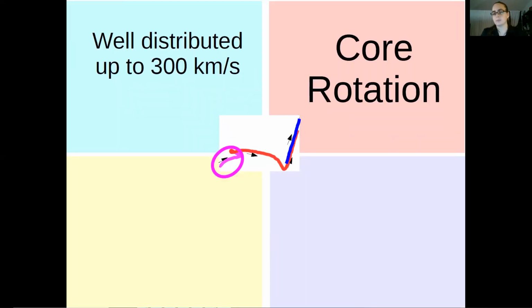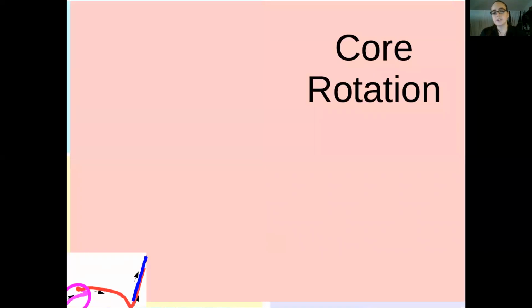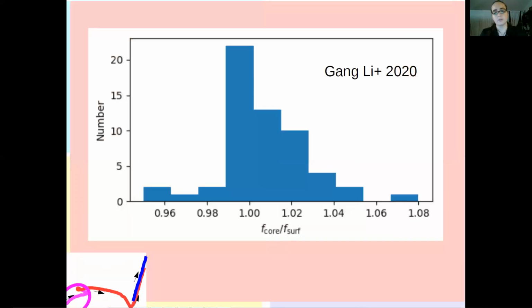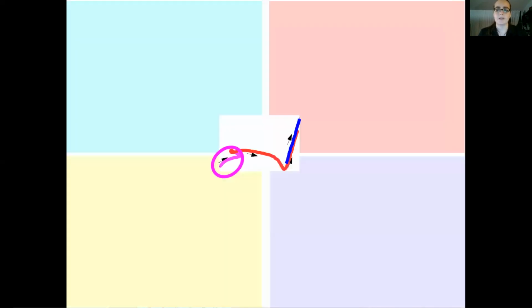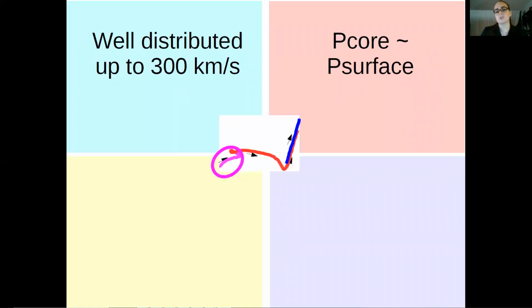but is well distributed. Now for the core rotation in this regime, we don't have a ton of core rotation measurements above 2 solar masses. So this is a diagram for stars slightly below that mass range. But at least in that regime, we see that the core rotation rate of these stars over their surface rotation rate is something close to 1. That means the core and the surface are rotating at almost the same rate. So for now, we're going to assume these stars are rotating pretty close to rigidly.